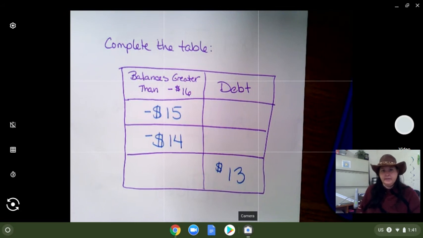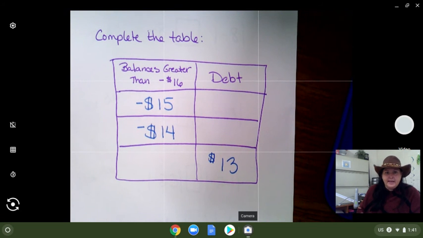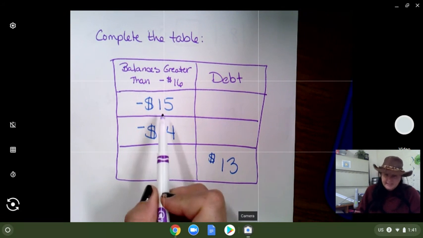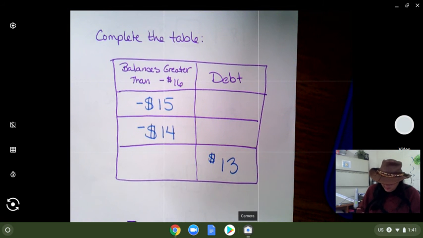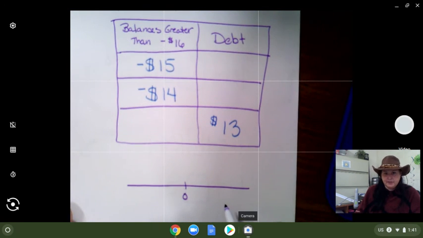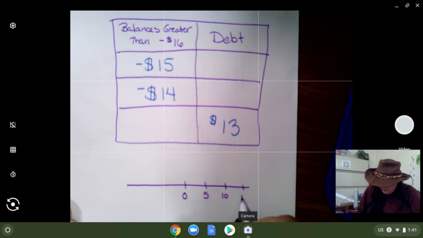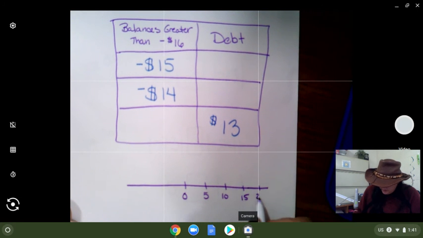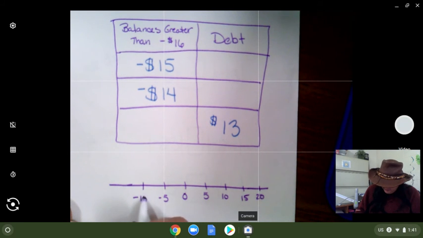All right, so we're going to compare this table. This says balance is greater than a negative $16. So on a number line, let's just talk about where negative 16 would fall on a number line. We would have maybe 5, 10, 15, 20. Those would be our positive numbers. And if you go back the other way, negative 5, negative 10, negative 15, negative 20.